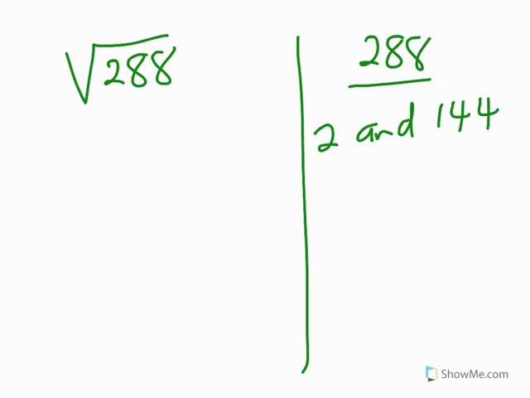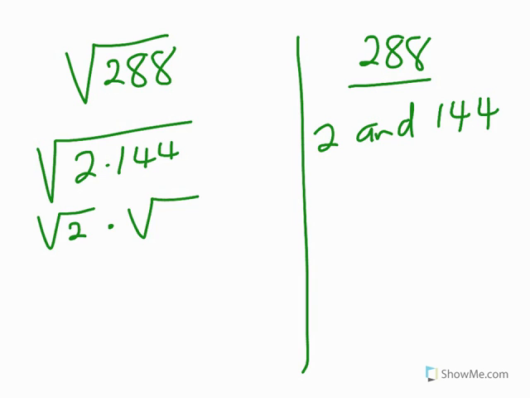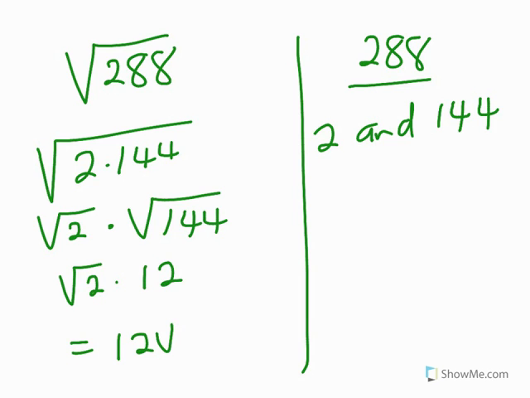So this is kind of straightaway stuff. I mean, 2 and 144. It's kind of straightaway because 144 is a perfect square. So we now say that it's square root of 2 times 144, which is square root of 2 times square root of 144, which is square root of 2 times 12, which is 12 square root of 2. Remember, you write the integer before the radical. Okay?